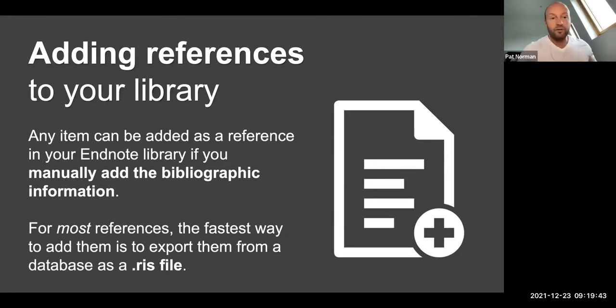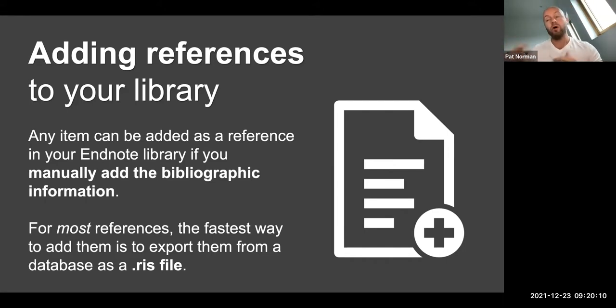And what we're going to do is look at adding a few references to your library. So any item at all can be added as a reference in your EndNote library if you manually add the information. And this can often happen if you're dealing with websites, newspaper articles, depending where you're getting them from. Often if you're dealing with a book, if you've got a physical book, or government reports or grey literature, all of these things will need to be manually added to your EndNote library.